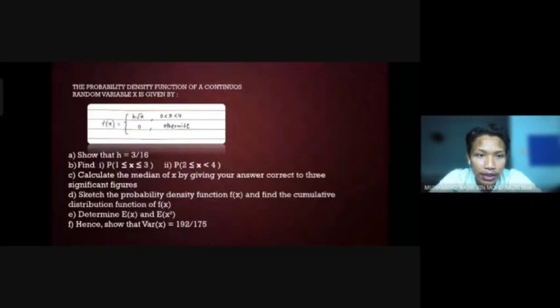Our question is: the probability density function of a continuous random variable x is given by, as you can see on the screen, the piecewise function. For this question, I already did the solution for question A and B first Roman. How about the others?